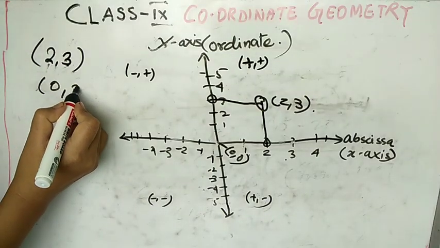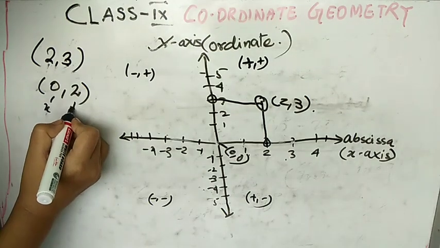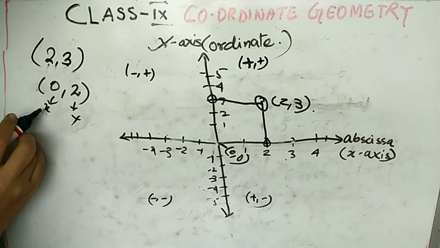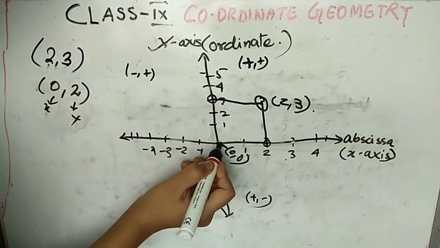Now next let us represent the coordinate 0, 2. Now 0 is x and 2 is y. Now x is equal to 0, so in the x-axis here is the 0.